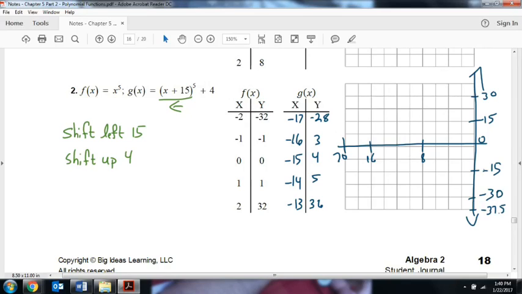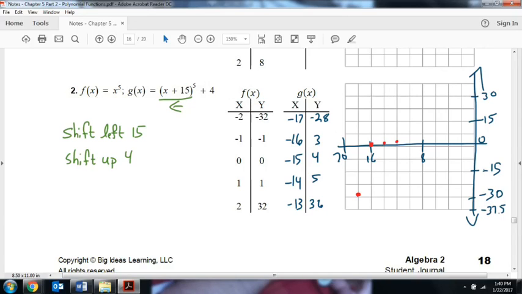So negative 17, negative 28. 28 is just shy of negative 30, so we'll put it right there. Negative 16, 3. Well, that's just above the x-axis. Alright, negative 15, 4. Well, that's just above that one, but not by much. Negative 14, 5. Again, that's just above that one. Not a whole lot, but just a touch.